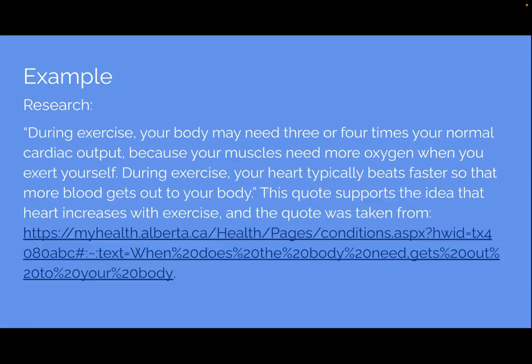And so that's what our next part is about, which is the research. So you do a little Google, find out what happens when we exercise, and then you might find a good article that has something to say about it. I found this one: During exercise, your body may need 3 or 4 times your normal cardiac output because your muscles need more oxygen when you exert yourself. During exercise, your heart typically beats faster so that more blood gets out to your body. That is a quote that I found, and I said where it's from and what it supports. This quote supports the idea that heart rate increases with exercise, and the quote was taken from this link here. That should be heart rate, just so you know.